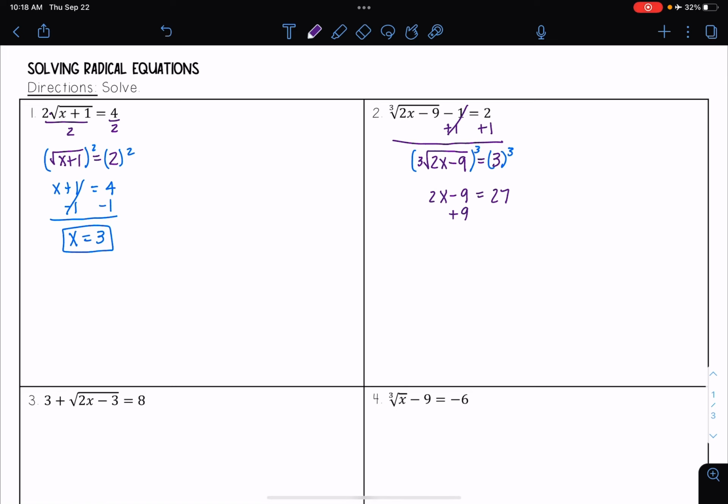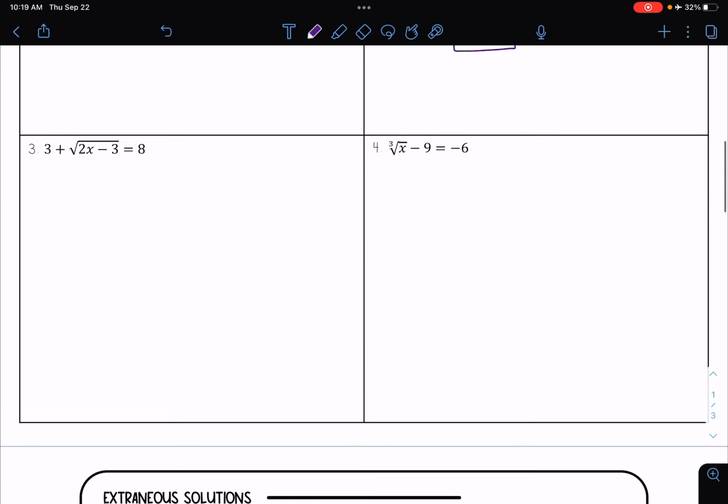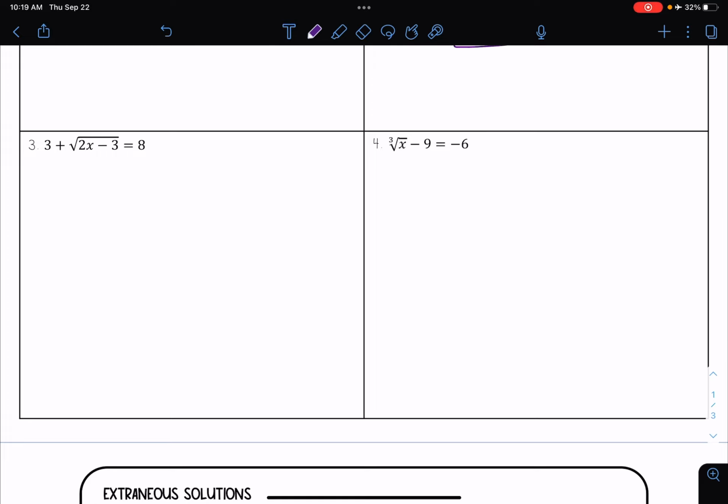So I add 9 to both sides, and I get 2x is equal to 36. And then when I divide both sides by 2, I get that x is equal to 18. Let's look at 2 more.